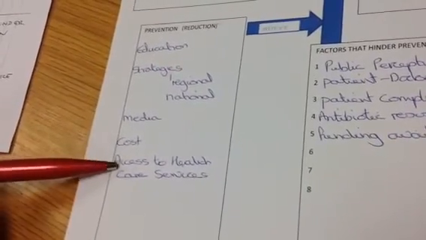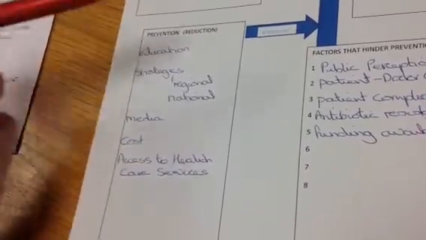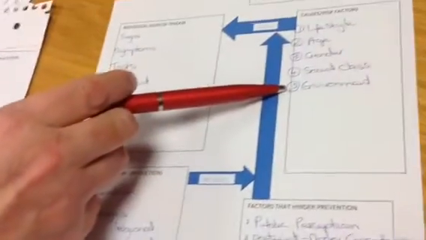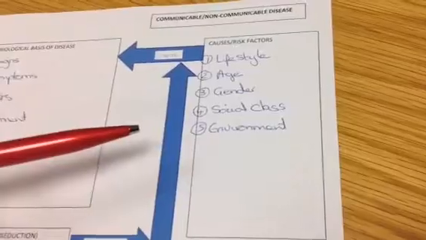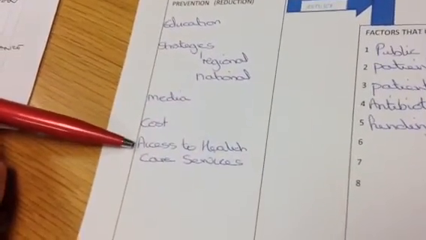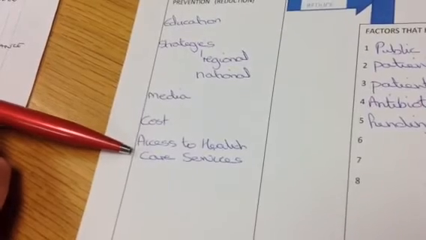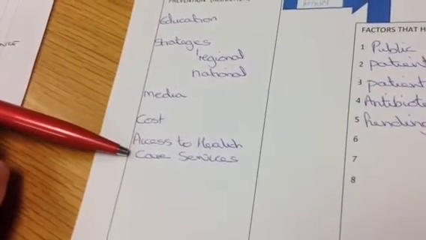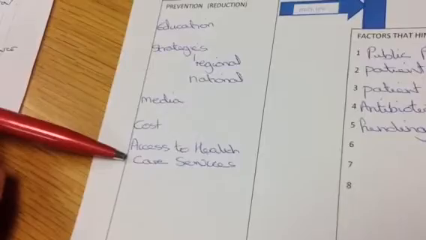Can we link that to access to healthcare services? If we think about one of our risk factors where we talked about the environment, has everybody got access to healthcare services? Are they able to access a doctor? Or is that something that can also hinder as well as reduce?